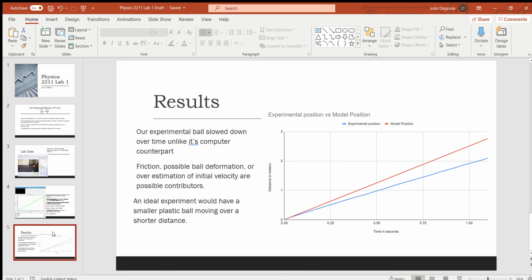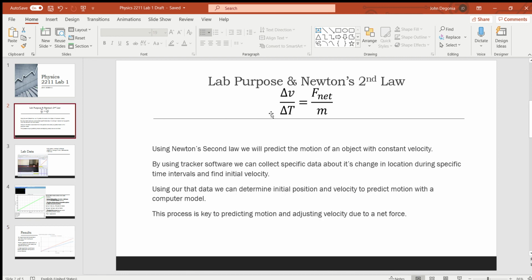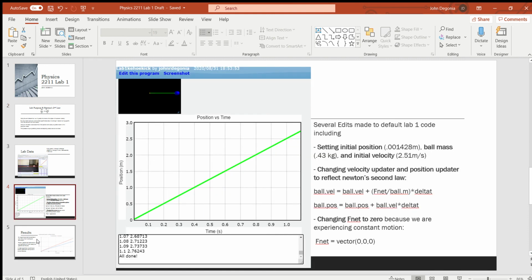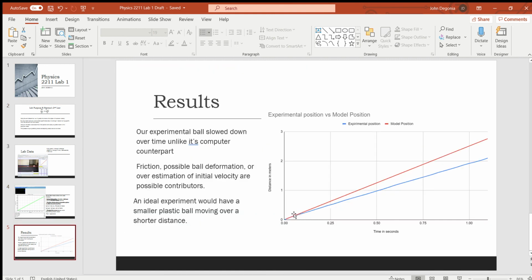Otherwise, other than the slowing down of the ball, we can see that they're similar in type and similar in the basics of what they display. And we were able to, using the computer model, use Newton's second law to predict motion based off an initial set of data.